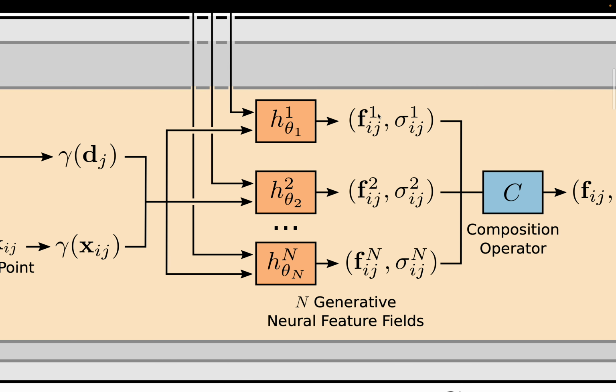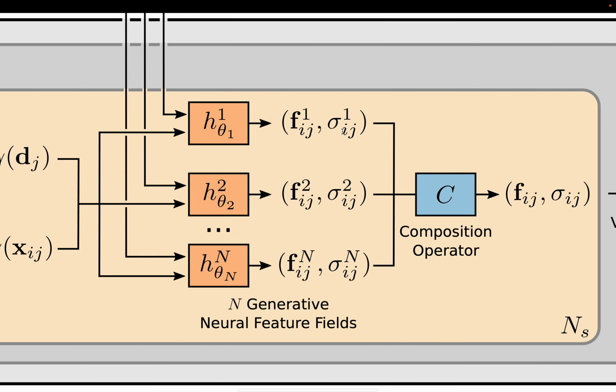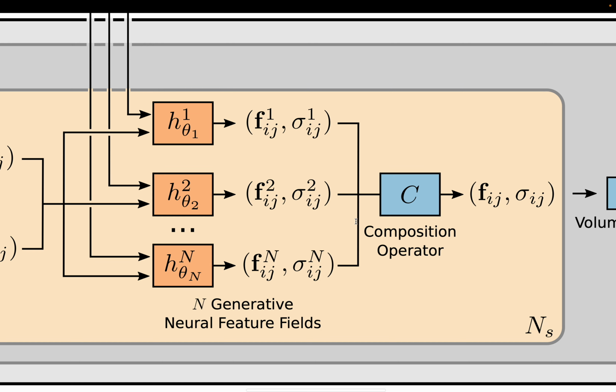Usually with NeRF we will predict the color and the density of the 3D point, but here instead of predicting a color, we are predicting a feature map, well, a feature. So for example, instead of predicting only 3 values, we are predicting 128, for example. Then we have a composition operator that will aggregate all the information.